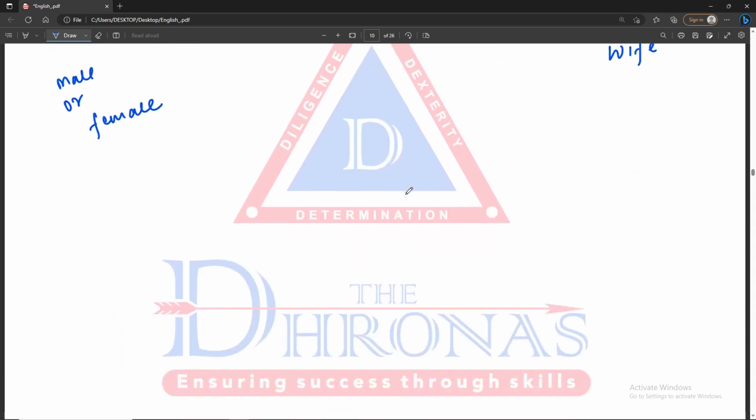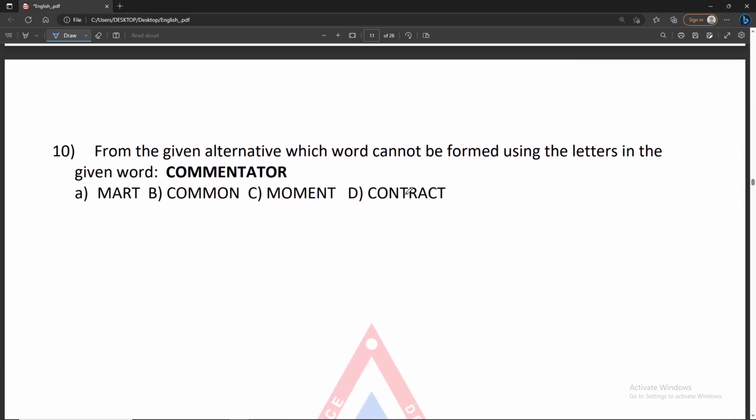Good. So let's go with the next question. Okay. So next question is, from the given alternative, which word cannot be formed from the given word. Which word cannot be formed using these letters of commentator? Commentator, which cannot be. So first option is M-A-R-T. You can see M is here, A is also here, R is also here, T is also. That means mart can be written using these letters.